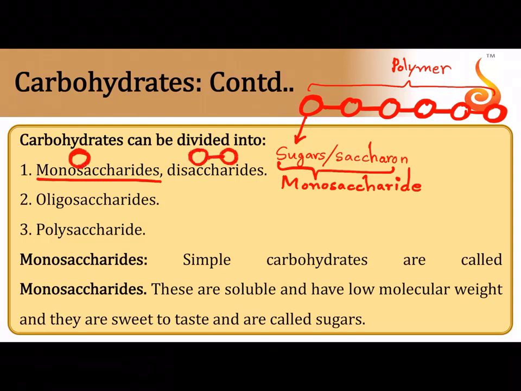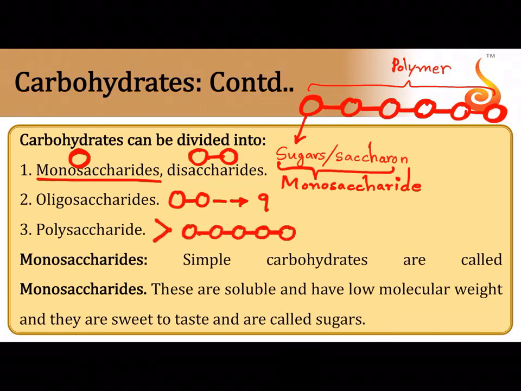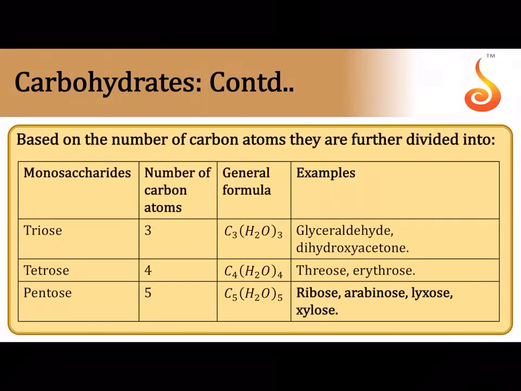If there are two beads together, it is a disaccharide. If there are 2 to 9 beads together, then it is an oligosaccharide. If there are more than 10 beads present in a polymer, then we call these carbohydrates polysaccharides. So on what basis have we classified this? On the basis of complexity of the molecule.